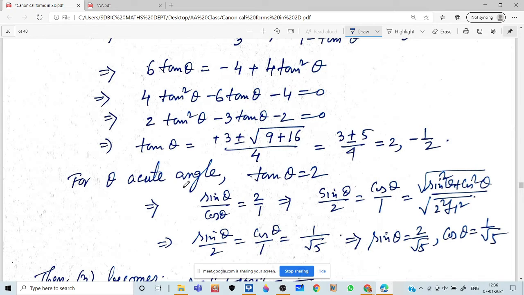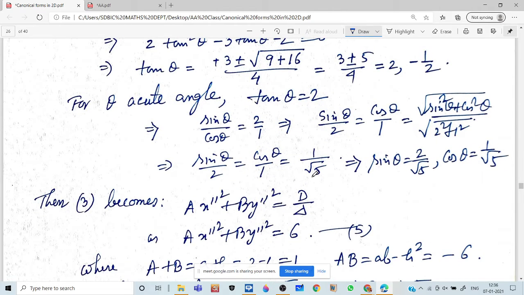Now theta is an acute angle. Acute angle means greater than 0 and less than 90 degrees. So for this acute angle, tan theta must be positive. Tan theta is equal to 2. So sin theta by cos theta is equal to 2, that is 2 by 1. So sin theta by 2 equals cos theta by 1, and this is equal to root over of sin square theta plus cos square theta by root over of 2 square plus 1 square, so this is equal to 1 by root 5. Hence sin theta is equal to 2 by root 5, cos theta is equal to 1 by root 5. So we calculate here theta as an acute angle.